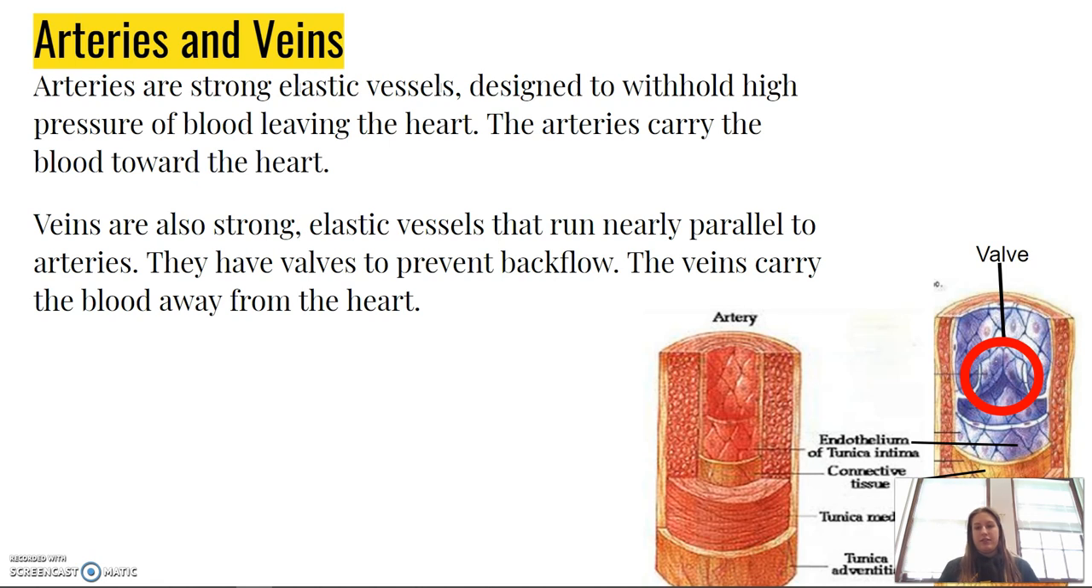There are 3 layers of the arteries and veins. The innermost layer is the endothelium or tunica intima, and then there's a thin layer of connective tissue, and then the second layer is the tunica media, and the final and most outer layer is the tunica adventitia. The vein also has a valve added into the innermost layer to keep the blood from backflowing.